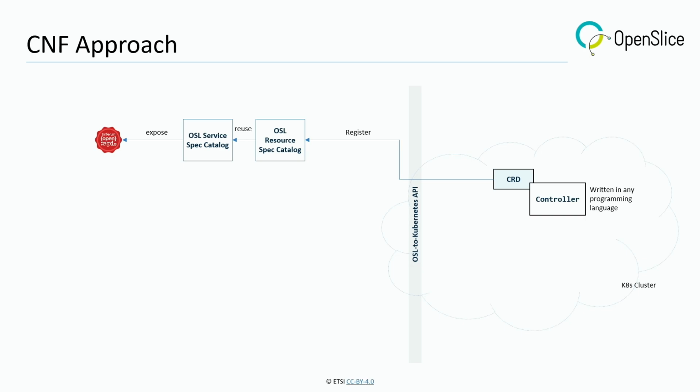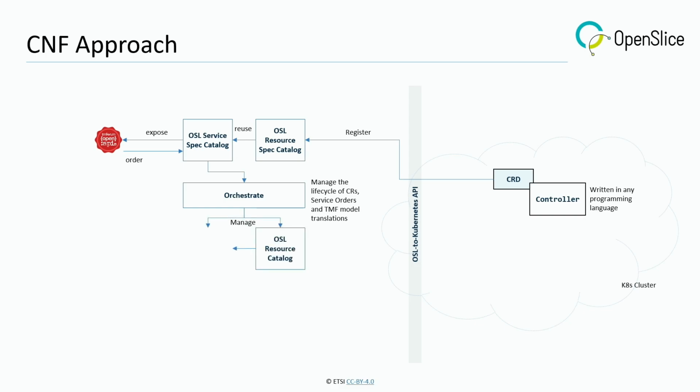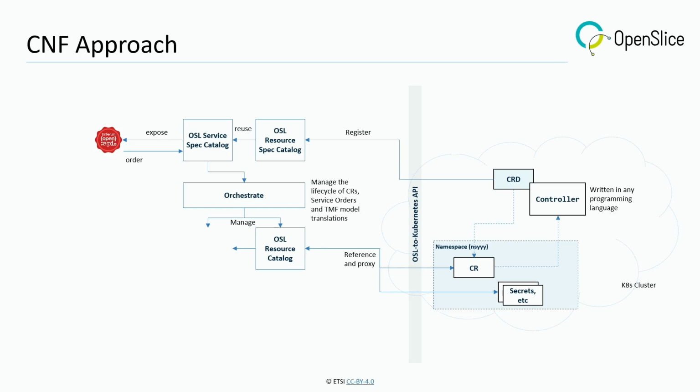So the third-party stakeholder can use the UI or the API to order the designed service specification, and the orchestrator will provide the signal towards Kubernetes to instantiate the custom resource definition into a custom resource with the respective underlying resources: secrets, services, config maps, the resources that you know from Kubernetes. These resources will be referenced back towards the OpenSlice portal and will be mapped as TMF models, and will be exposed towards the customer, or the one that issued the order, through the service catalog API.